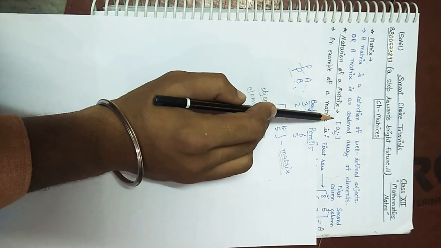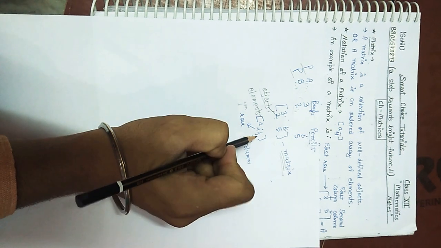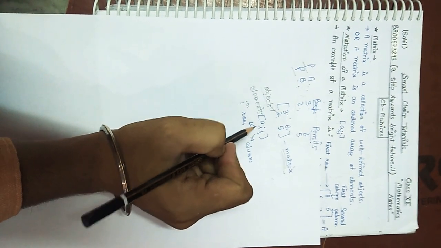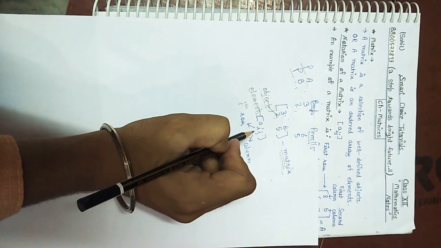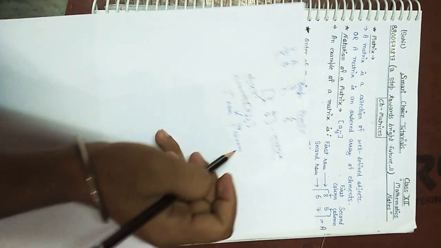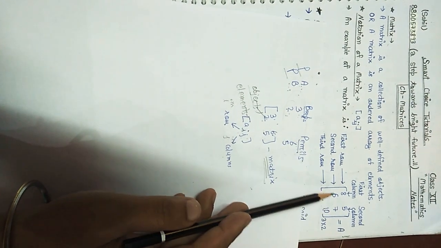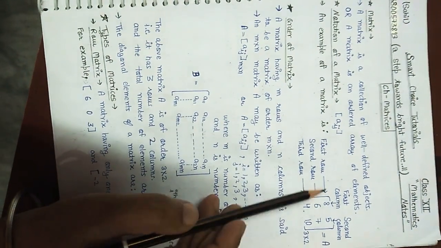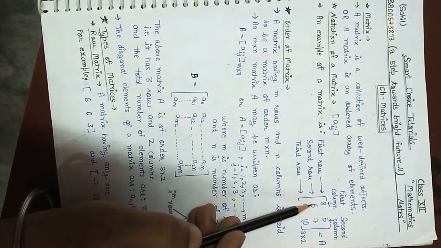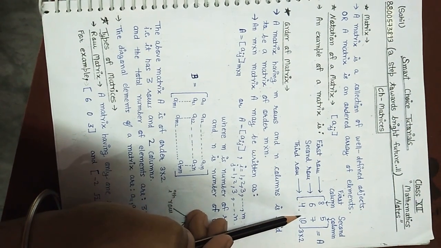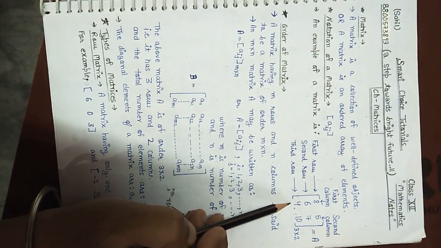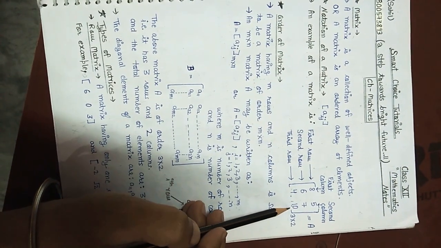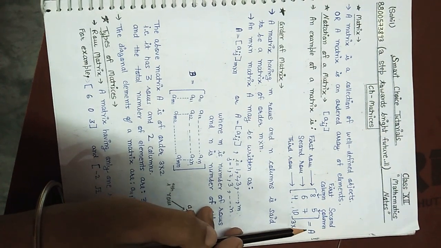Notation of matrix: a matrix is usually denoted by Aij, where the first number i represents the ith row and the second number j represents the jth column. For example, consider a matrix 8, 5, 6, 7, 4, 10. There are horizontal rows and vertical columns. There are 3 rows: first row 8, 5, second row 6, 7, third row 4, 10. And there are 2 columns: 8, 6, 4 and 5, 7, 10. Name it as a matrix.